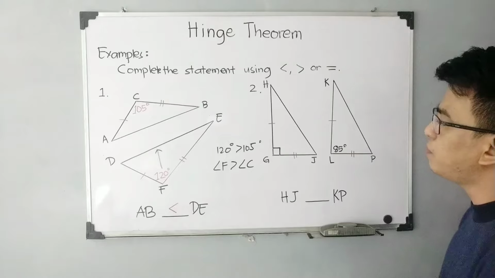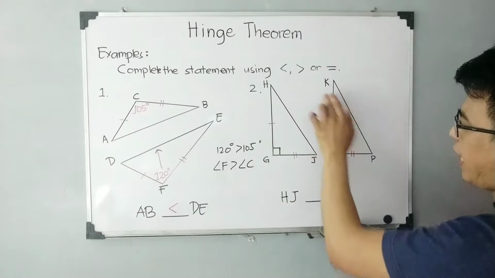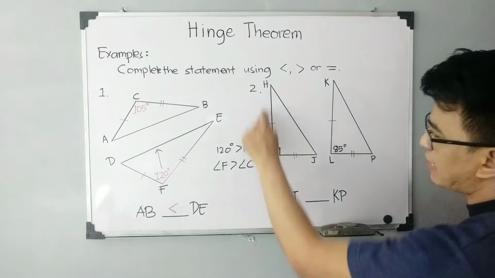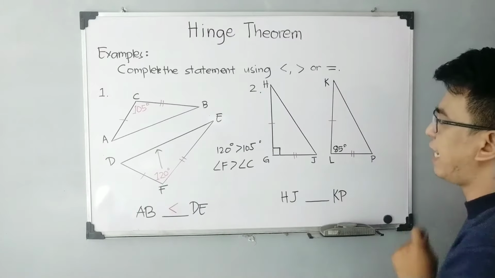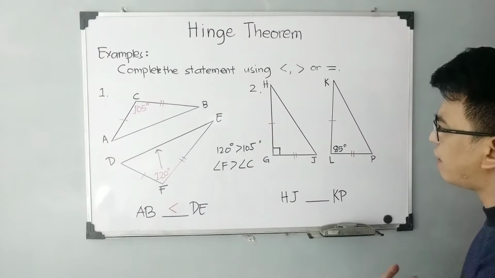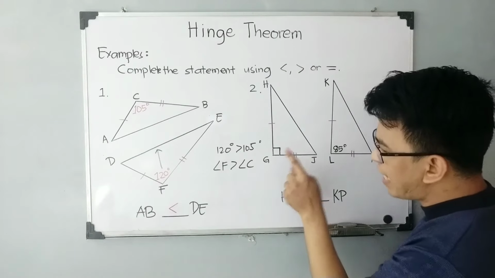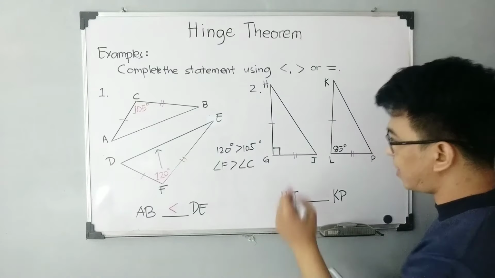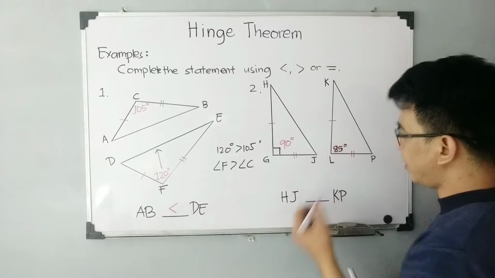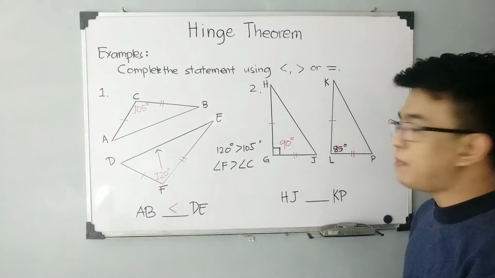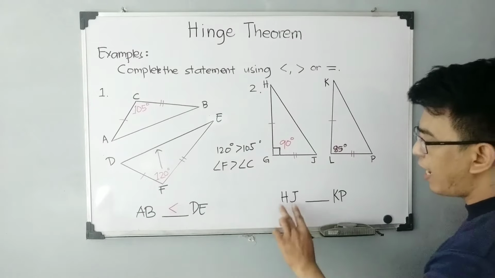So for item number 2, we have triangle HGJ and triangle KLP, wherein this side is congruent to this side and this side is also congruent to this side. Okay? Now, sir, how is that? So go to their included angle. The included angle here is a 90 degree angle because it has a box. This is 90 degrees, and this is 85 degrees.